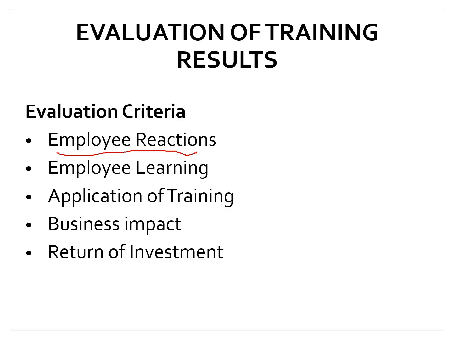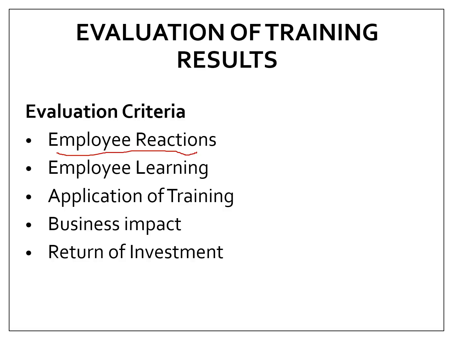The second one is employee learning. When we say employee learning, you measure objectively how much the employee has learned. And how do you do this? You give them a pre-test and post-test. Okay, so in order for a training program to be effective, there must be an increase in score after the training. So that's employee learning.